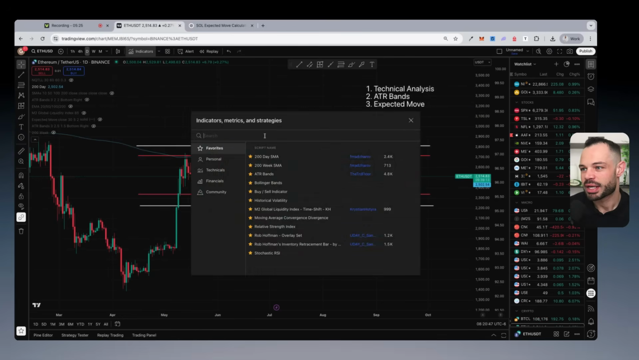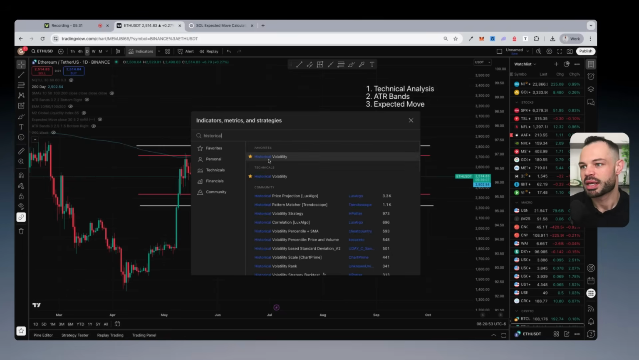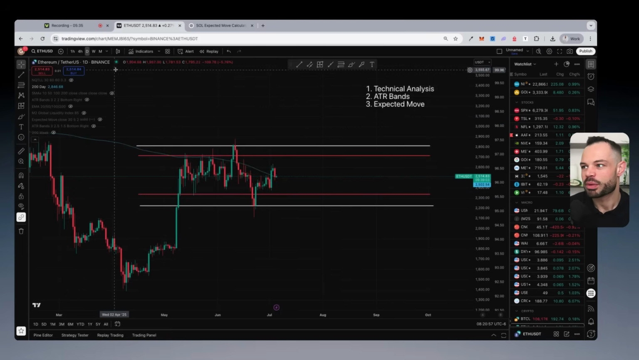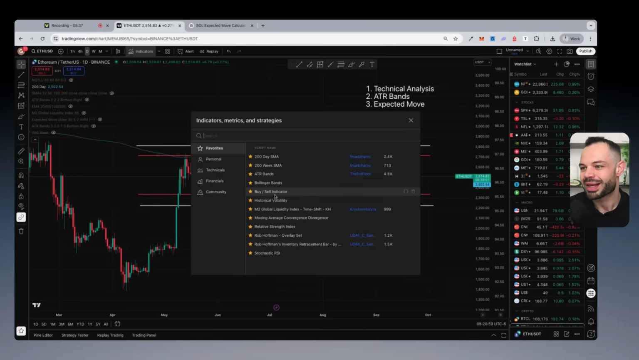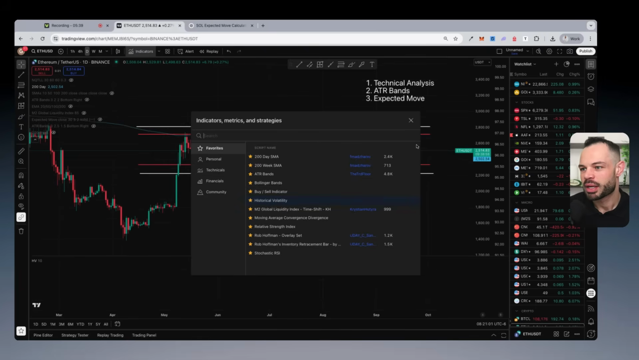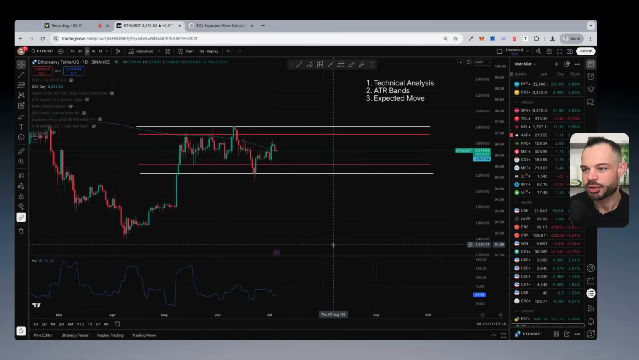If you click on indicators, you can find this historical volatility indicator. If you don't have it saved, you can just type in historical. It's going to bring up the historical volatility indicator. What we want to do is show that indicator, and it's going to bring up a box at the bottom of the screen here on TradingView to show us a historical volatility score for Ethereum.